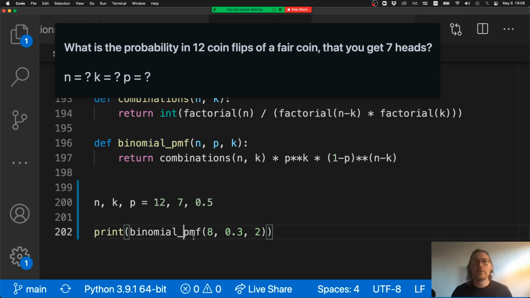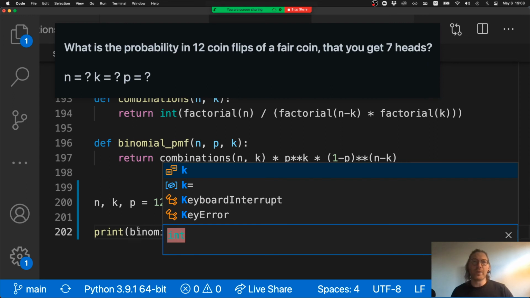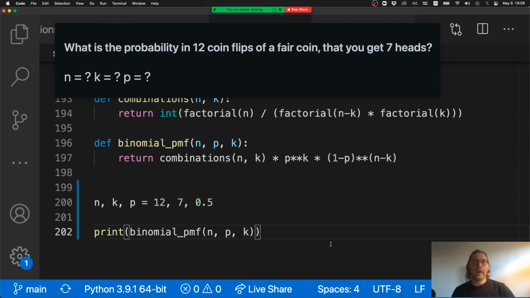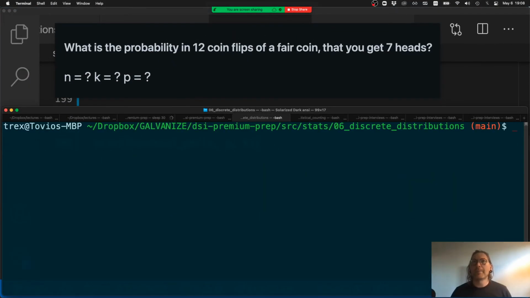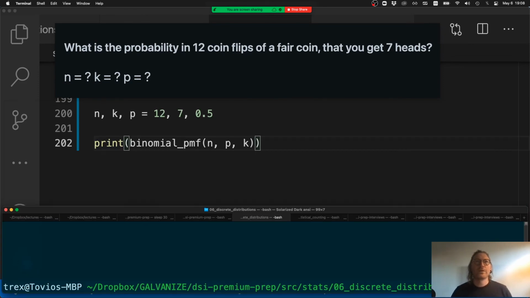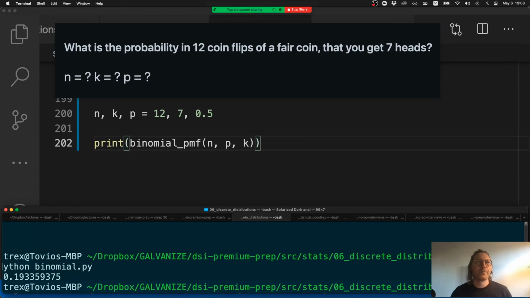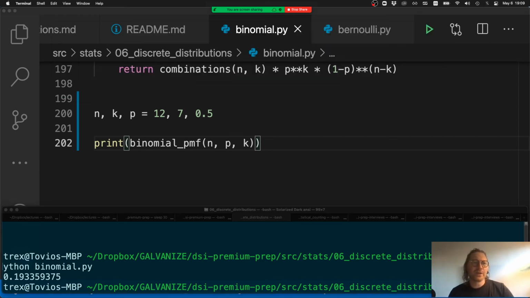So n, p, and k is the order our binomial PMF is using, which is fine. And if I run this, we'll just see what we get. Okay. 0.193. So the probability of 7 heads in 12 coin flips is roughly 20%, a little bit less than 20%. Okay, so I've got two more of these, and I'll leave these to you.